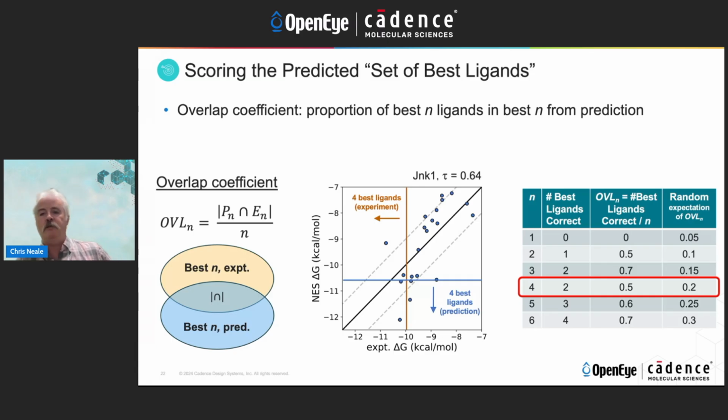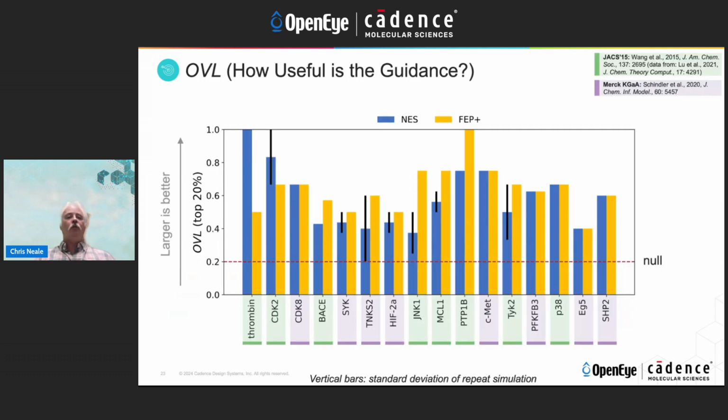So that's kind of worked out for different values of N on the right-hand side. And we selected N as 4. We captured 2. It's a ratio of 0.5, and the random expectation there is 0.2. So you can calculate then the enrichment over a random expectation that your method is providing. So I'm going to then compare again NES in blue to FEP+ in yellow. This time I'm going to use the overlap coefficient.